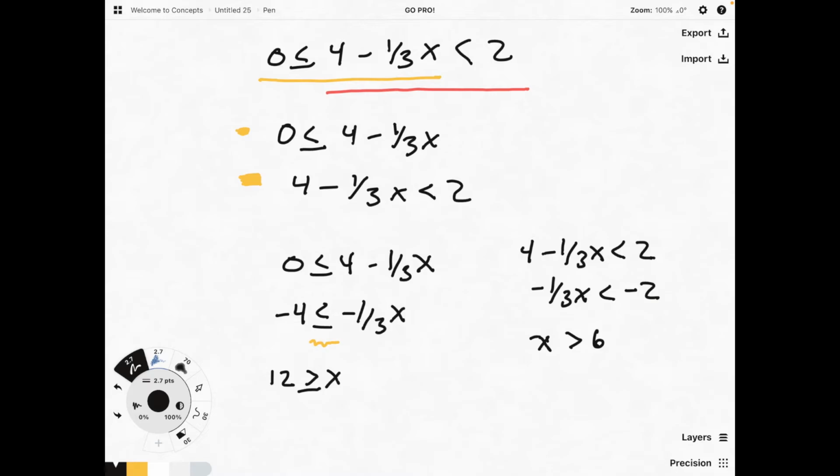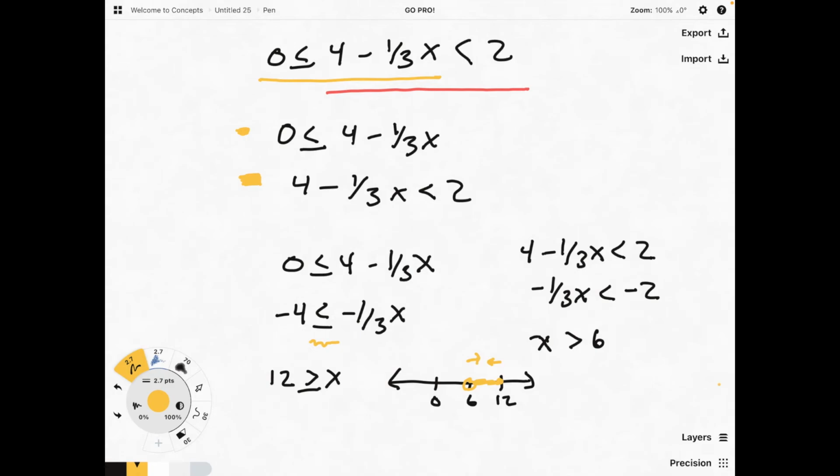If we wanted to look at this on a number line, we would have 0, 6, 12. We have 12, which is greater than or equal to x, so that means x is less than or equal to 12, and we're going to go this way with it. However, x is greater than 6, but it's not equal, so we have an open circle, and it's going to go this way. So now it's any value that's between 6 and 12.